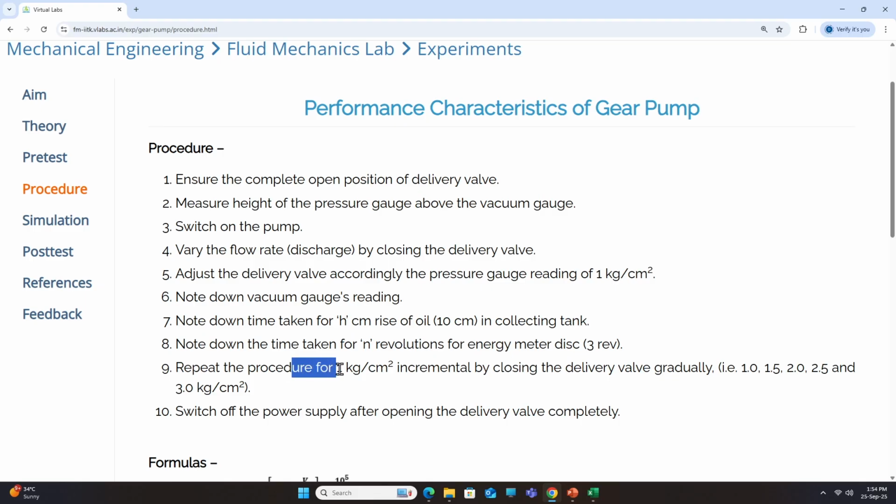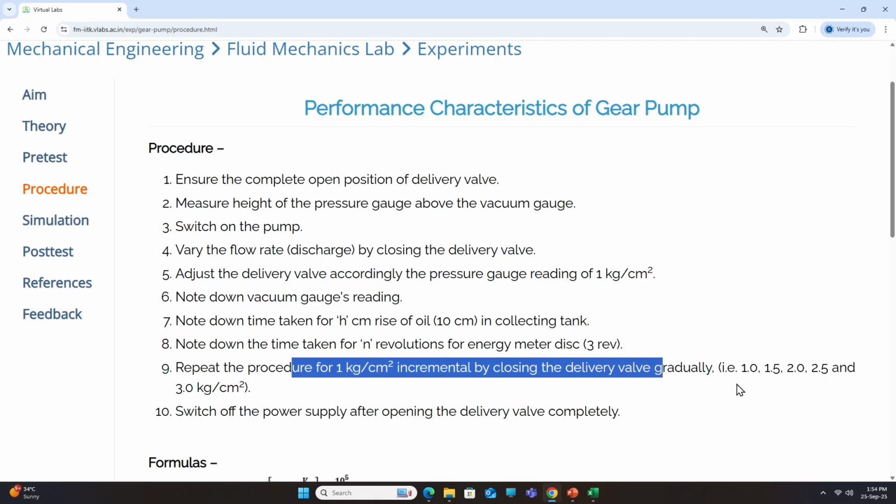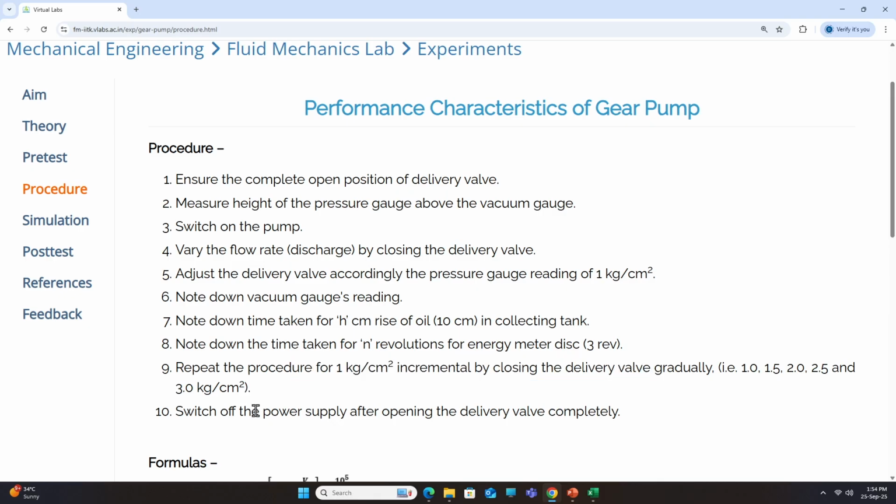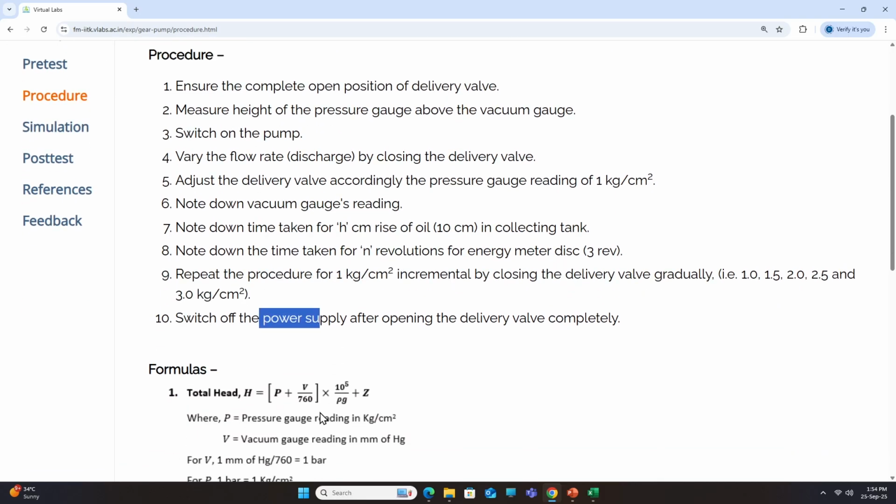Repeat the procedure with incremental steps by closing the delivery valve gradually for 1.0, 1.5, 2.0, 2.5 and 3 kg per centimeter square, and switch off the power and delivery completely. Then we note down the readings.